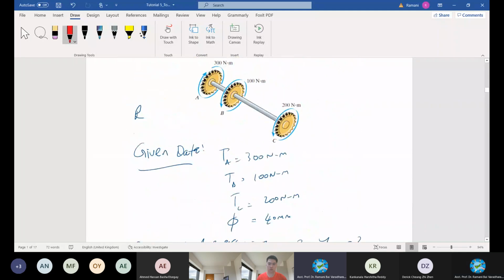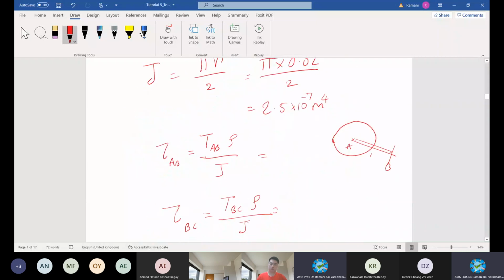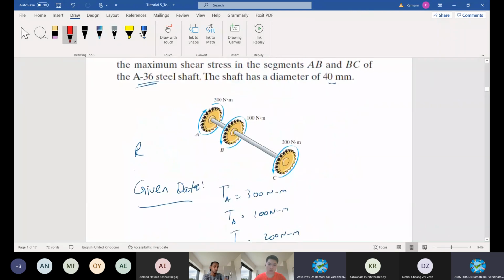When you fix the clock here, it will be clockwise. 300 Newton meter, isn't it? Okay, until this point, it's going to be 300 Newton meter. After this only, it starts with the new value, which is your 100 value.